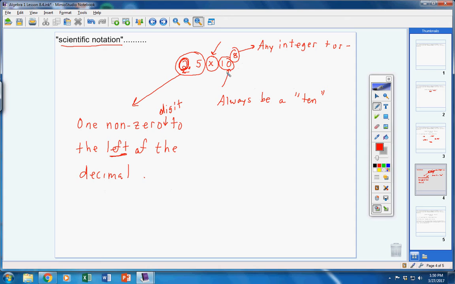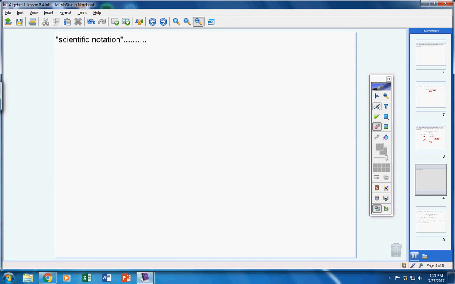This will always be a 10. And this exponent right here can be any integer, or you could also say a whole number if you want. It's good enough for me. Whole number, positive or negative. Got it? Now I'm going to erase this. If I'm going too fast, just pause the video. So let me ask you a question. Don't write this down, just watch.